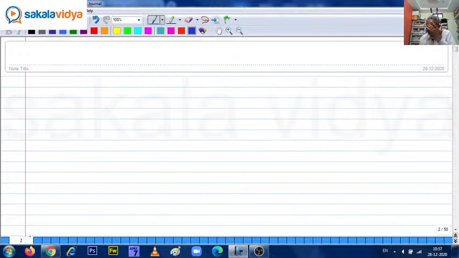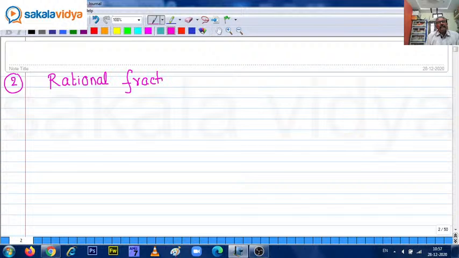So next, the second one, rational fraction. This is a very important concept. You may be asked in the examination: define rational fraction and give some examples. This may be asked in the examination.